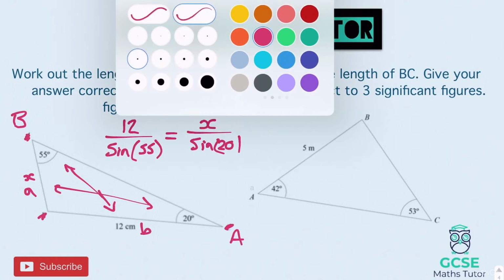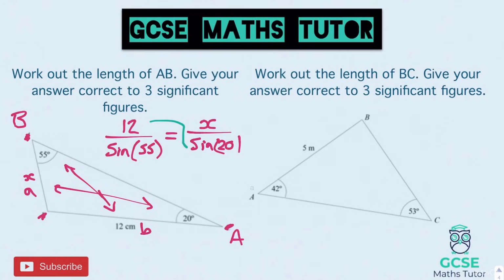So again, plugging that all into the calculator, we just need to times this sine 20 over to the 12. So when I type that into the calculator, I've got 12 sine 20, and on the bottom I've got sine 55. Press equals, and we get 5.0103. So the 0 after the 1 there means it's going to stay as a 1, it's not going to change. So 5.01 centimetres, and that's our final answer for that question there. Let's just finish that off.